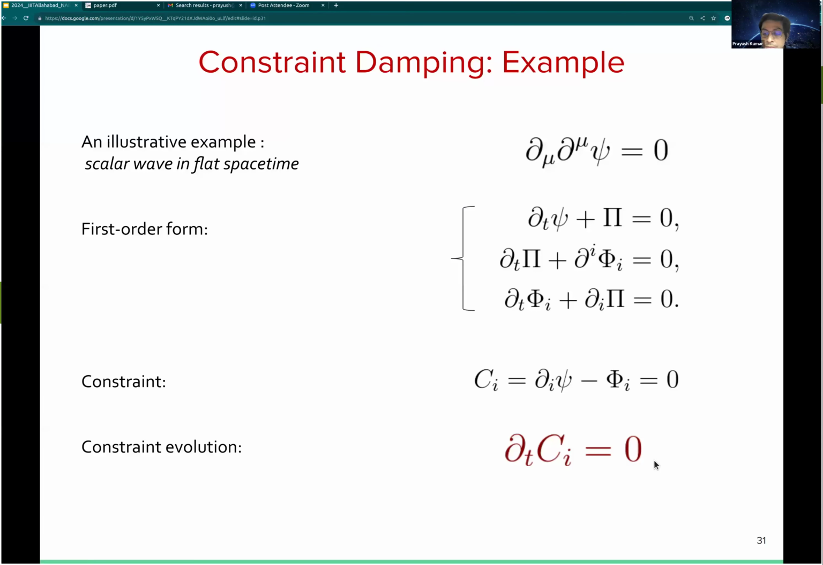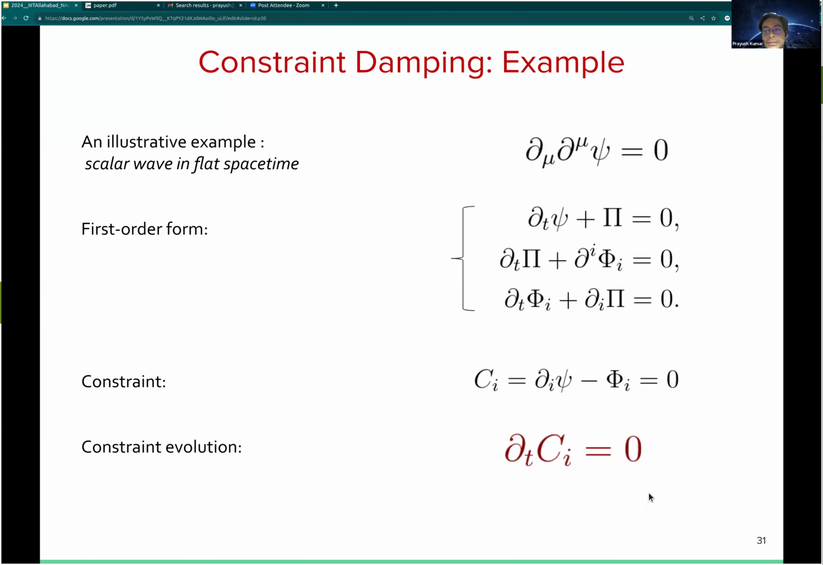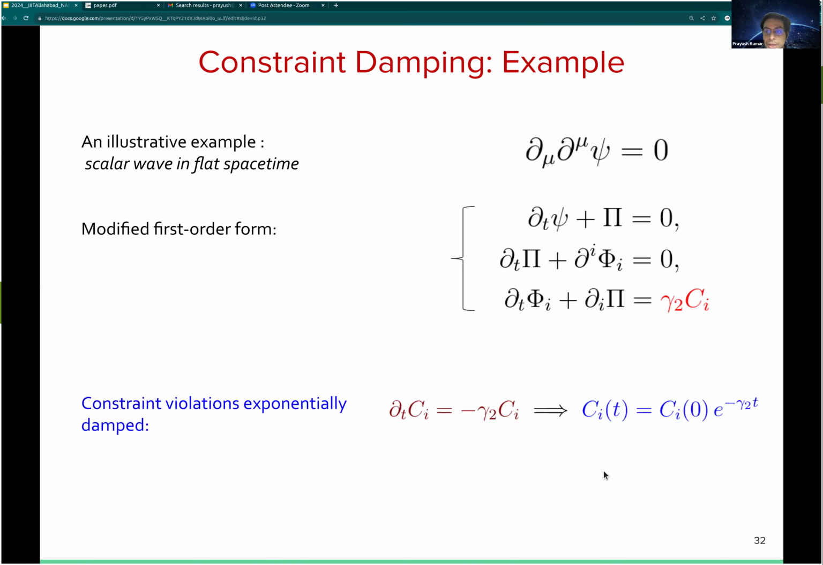So it's not quite as bad as Einstein's equations where we had terms proportional to C themselves, but it will still do the trick, because in case numerical violations of this constraint crop up in the scalar wave system, those violations will never ever leave your domain. They will just stay there. They will not decay away. Those errors will continue to roam around in your domain as per these evolution equations, right?